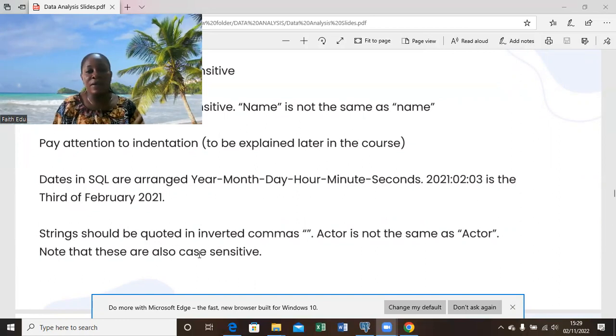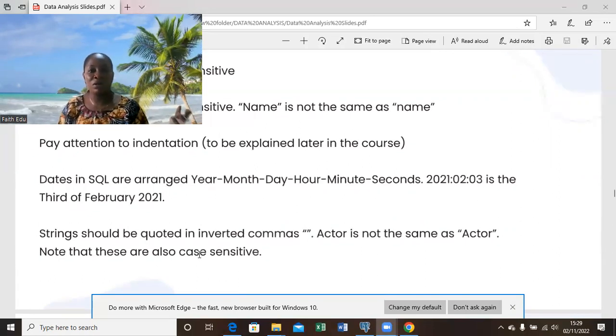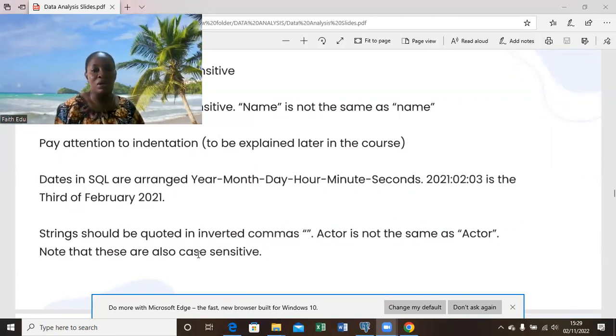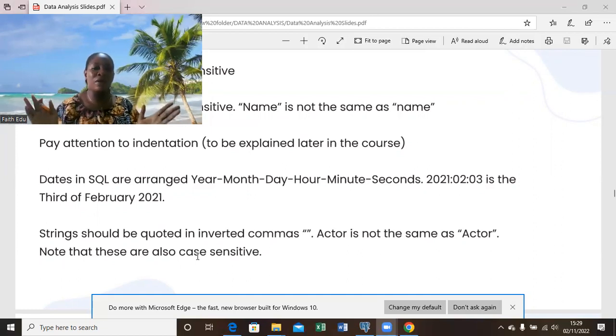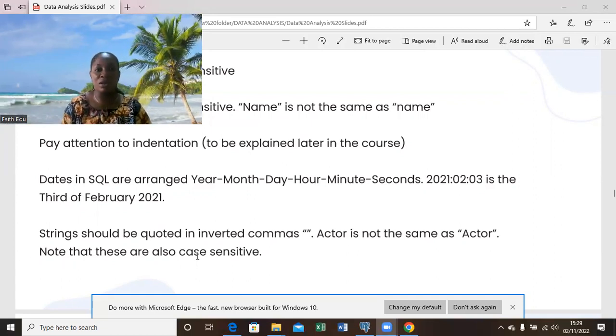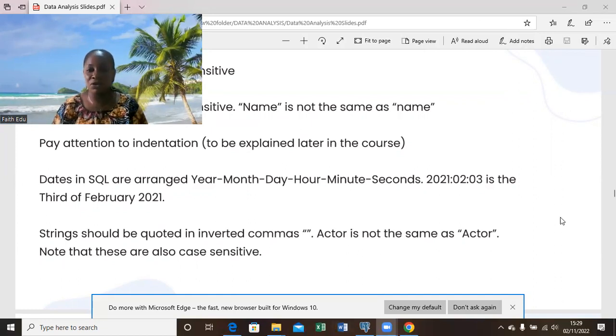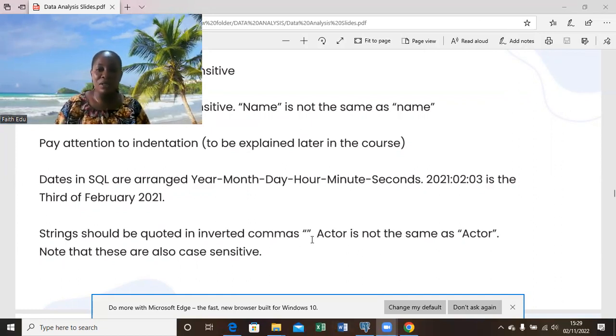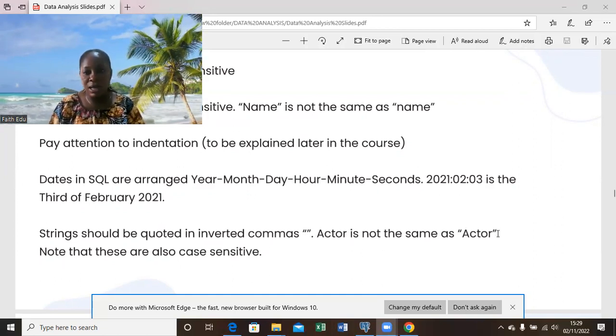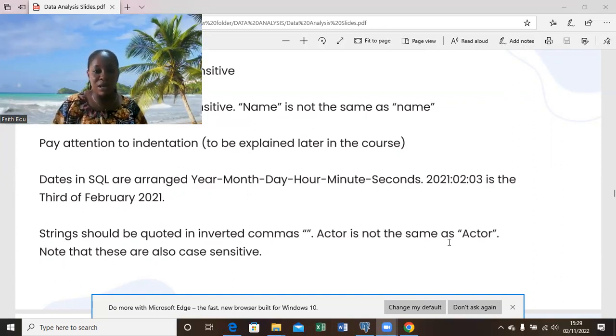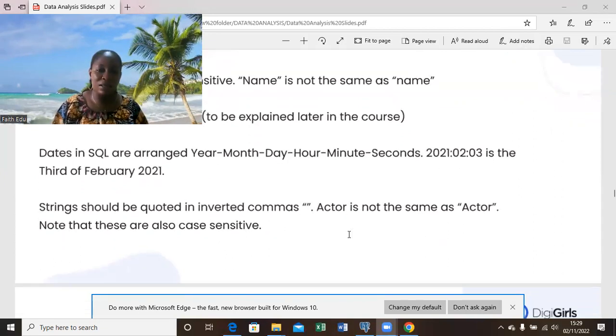Strings should be quoted in inverted commas. We'll be talking more about strings as we progress, but strings are quoted in inverted commas. For instance, if you have actor, it's not in inverted commas, it's not a string. But if it's a string character, it will be in inverted commas like what you have here, and they are not the same. So having actor on its own is not the same as having this actor within inverted commas like what we have here. Note that these are also case sensitive.